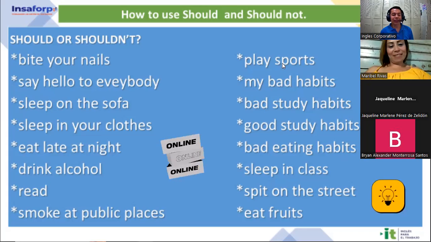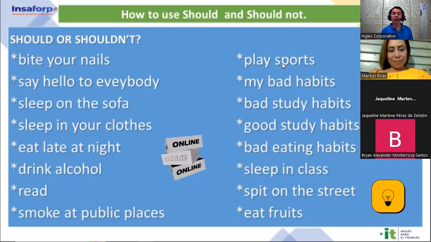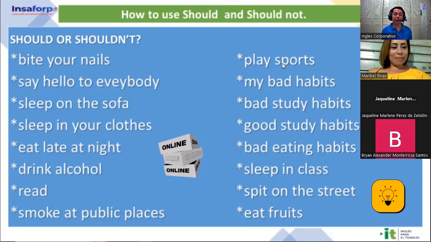Ok, anyway, right. Now, drink alcohol. Oh, not recommendable for Joel, right? Joel, this is not a recommendation. Read. Smoke at public places.